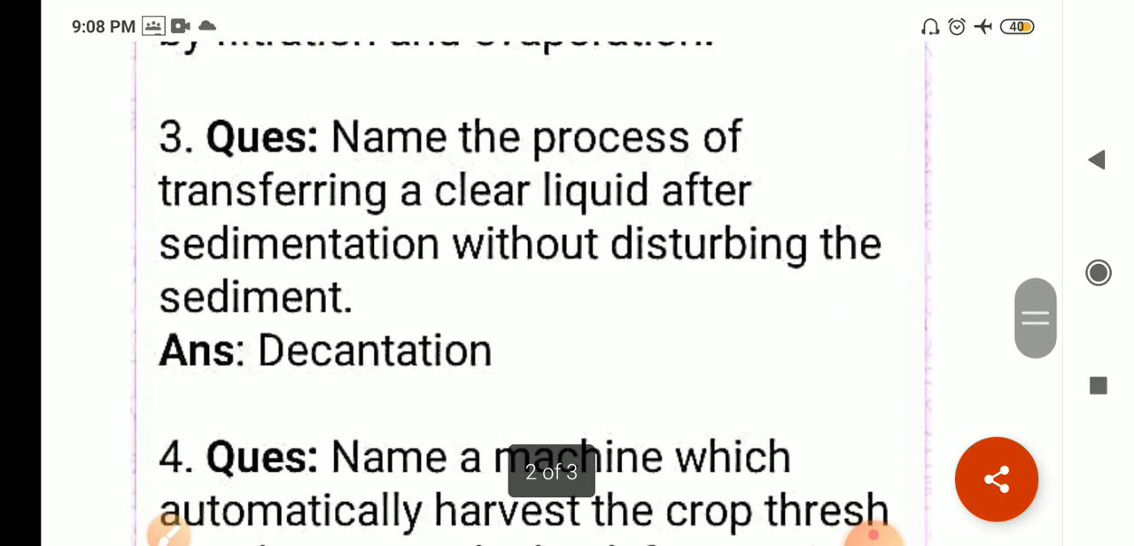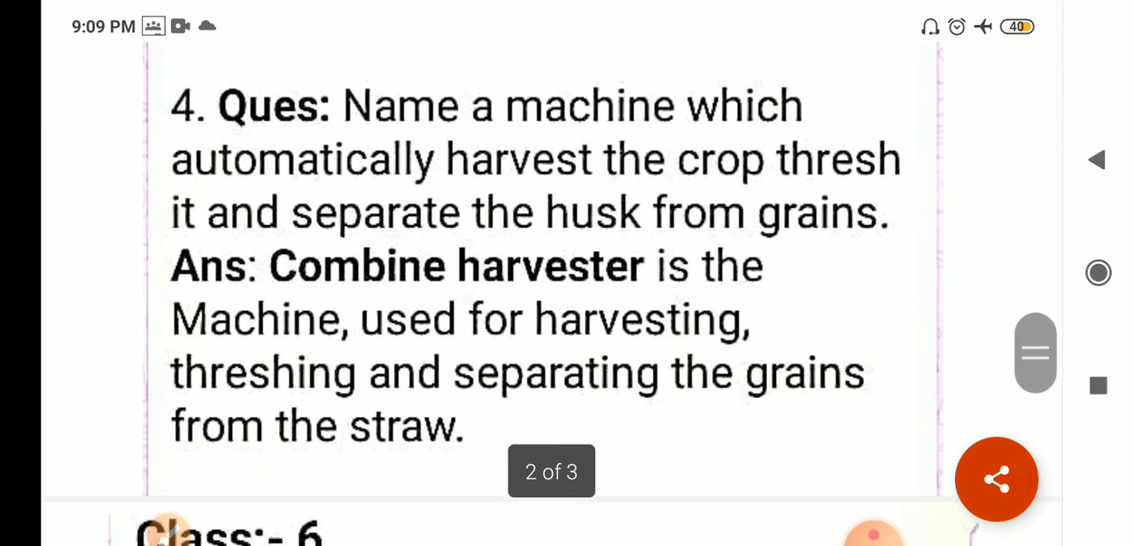Okay. Now next question is name the process of transferring a clear liquid after sedimentation without disturbing the sediment. So we all know in the process of sedimentation and decantation, we have to leave the liquid without being disturbed for some time. Now, this process is called sedimentation. And now, when we pour this liquid, when we transfer this liquid without disturbing into another container, that process is called decantation, right?